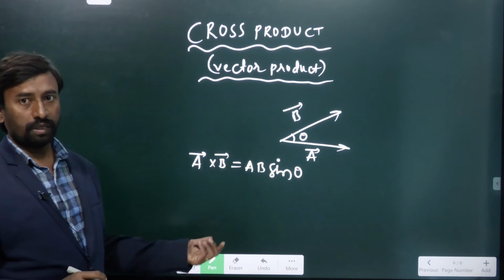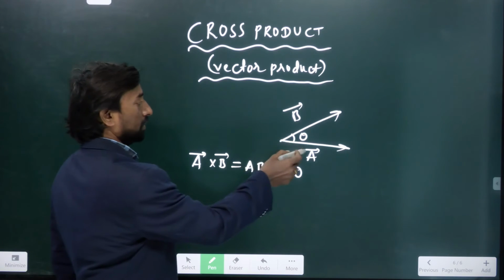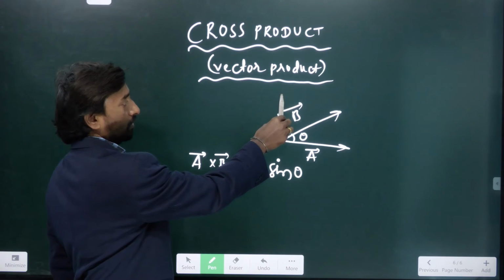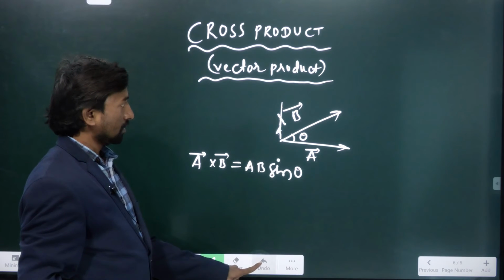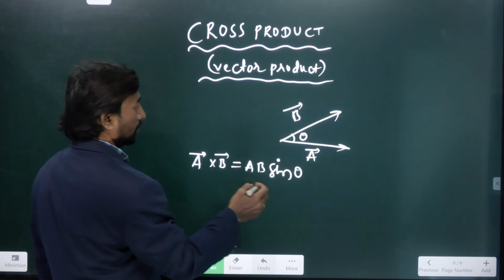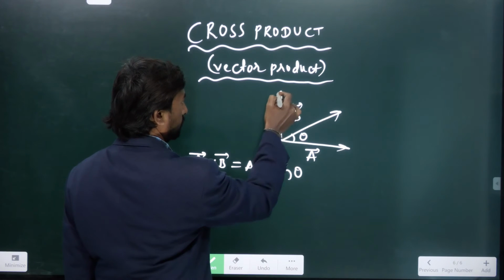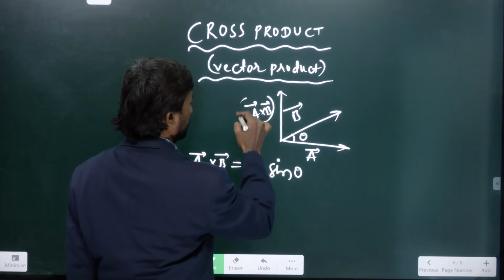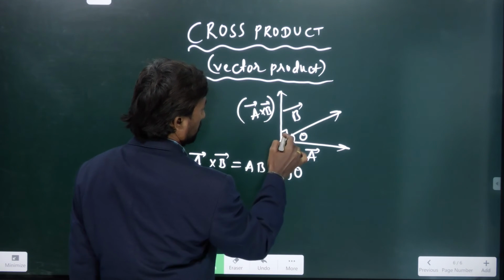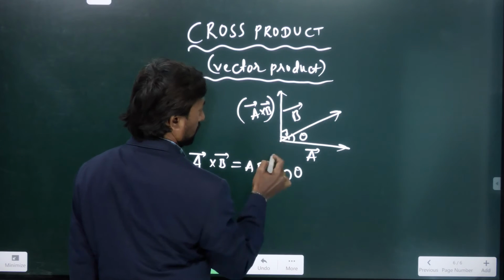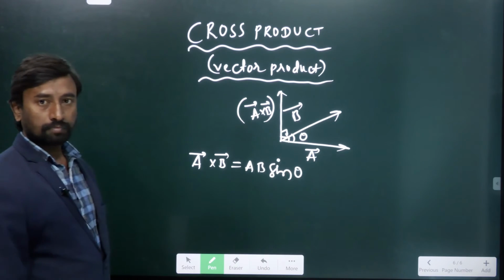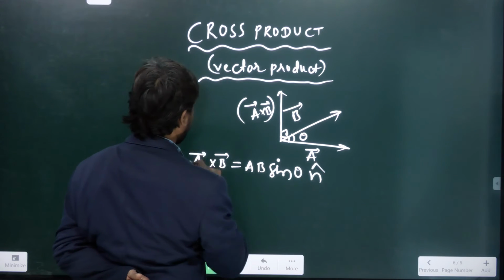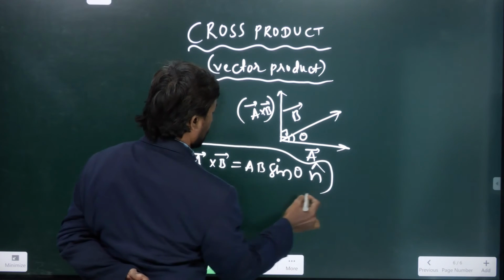And how will that product be directed? It will be perpendicular to the plane of these two vectors. So this can be written as A bar cross B bar. A bar cross B bar will be at 90 degrees to the B bar vector, and also at 90 degrees to the A bar vector. That perpendicular vector is represented by n cap. This is the formula for the cross product.